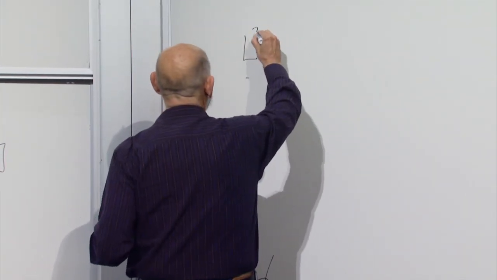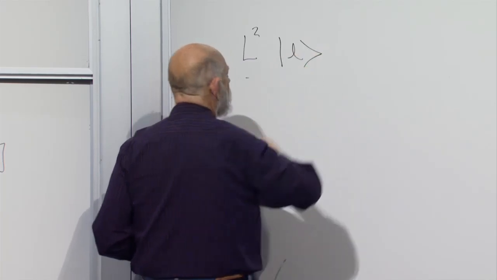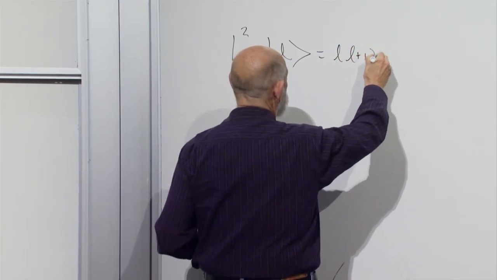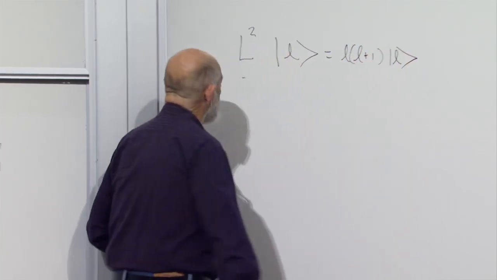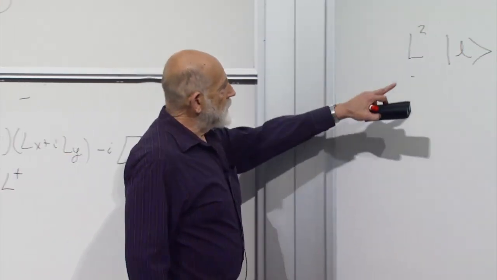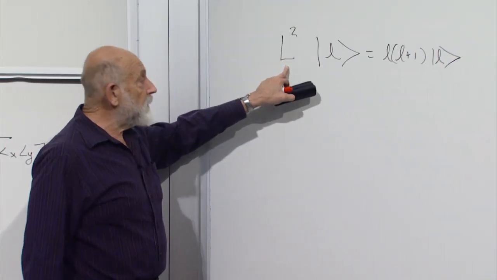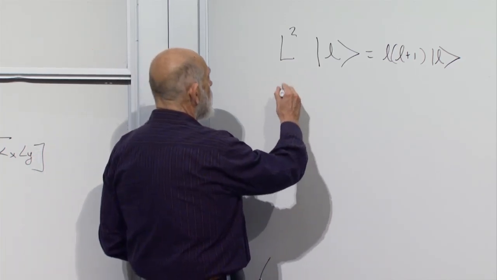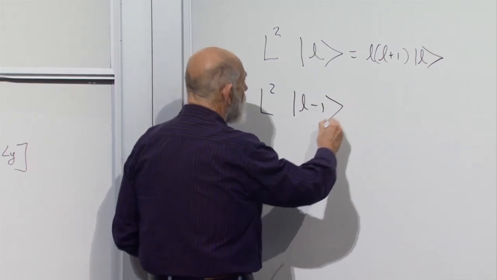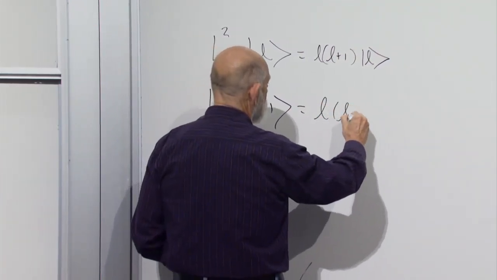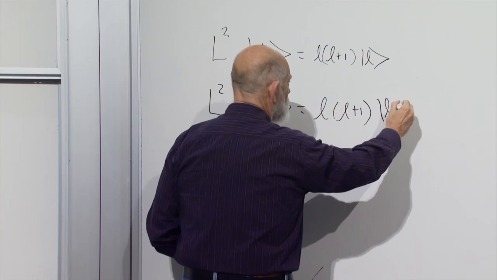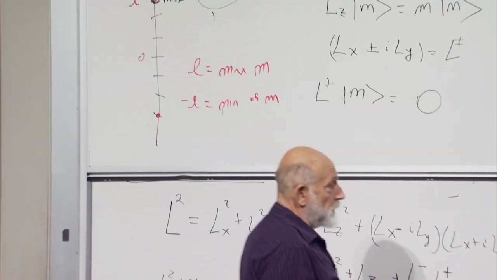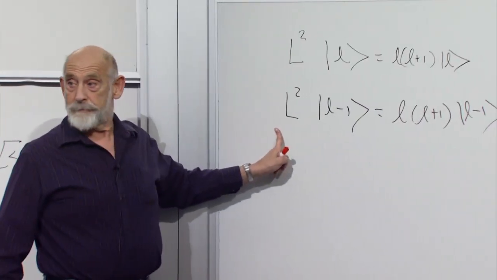What we've shown is that L squared on the maximum eigenvector is equal to L times L plus 1 on L. In other words, this eigenvector here happens also to be an eigenvector of the square of the angular momentum. Next step, I would like to show that L squared on L minus 1 also equals L times L plus 1 times L minus 1. In other words, that the next state down has exactly the same value for L squared.